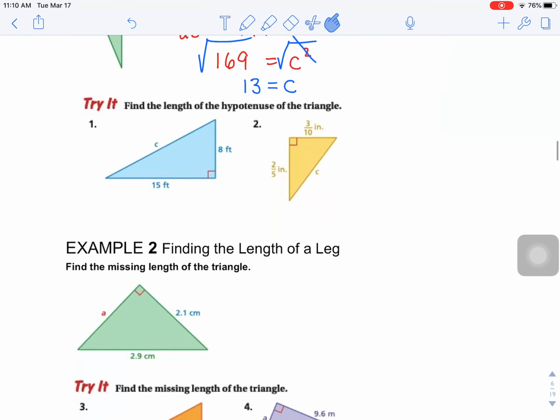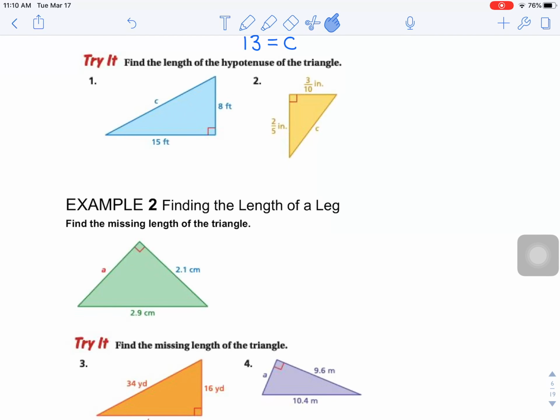Same idea for the triads down here. In both of these, we are also finding the hypotenuse. So if I plug in 8 and 15 for the legs, I get 8 squared plus 15 squared equals c squared. This is where I said it's helpful if you memorize your perfect squares, right? So I know 8 squared is 64, 15 squared I know is 225. If I add 64 and 225, I get 289.